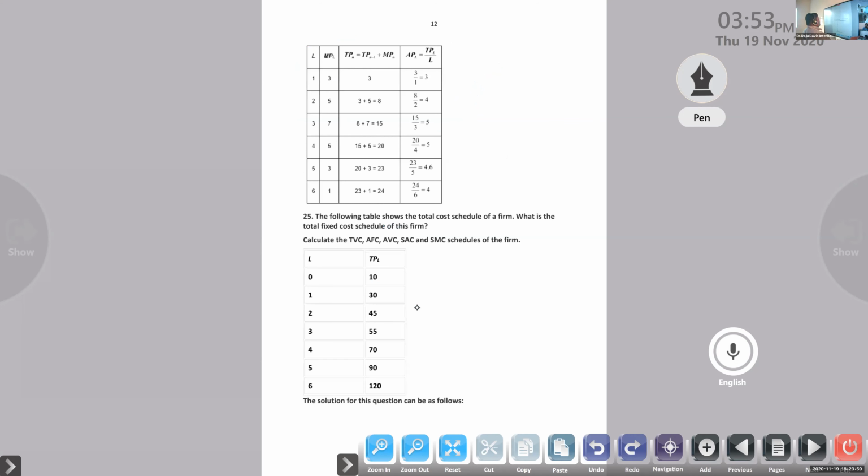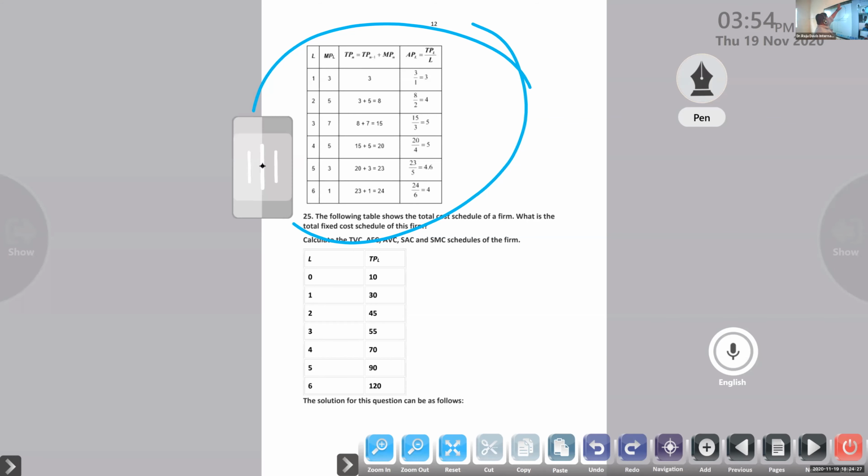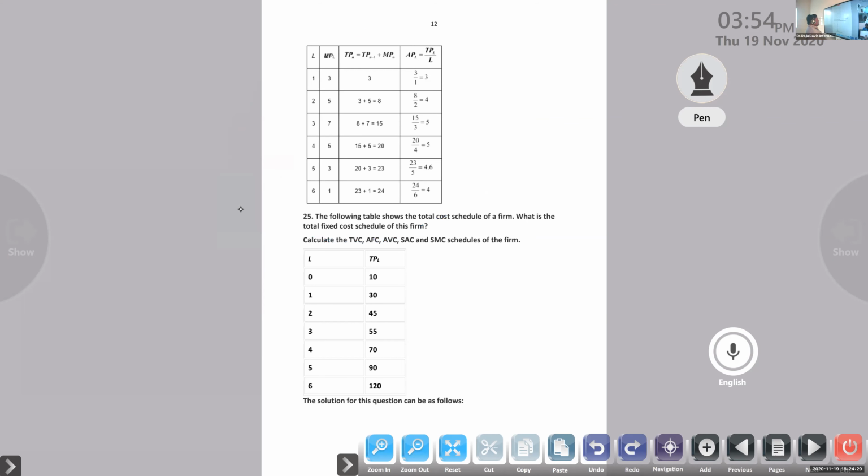The solution we can find on the next page. Labor is here, and marginal product also is here. Total product is equal to total product n minus 1 plus MPn. Average product of labor is equal to TPL divided by L. The same equations you should use. If you want to write the equations, just write them down. I hope that one is completed.